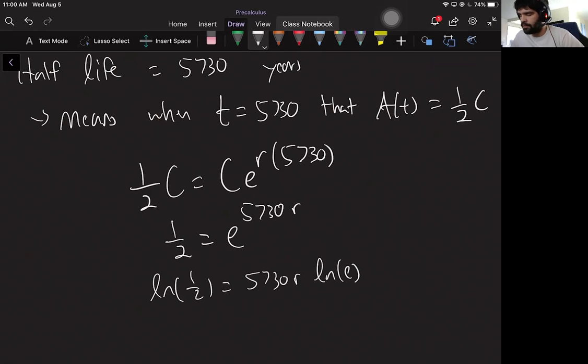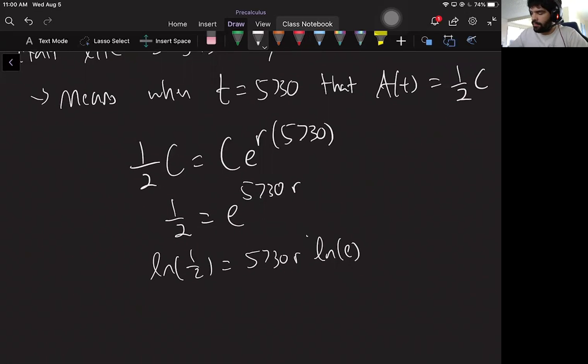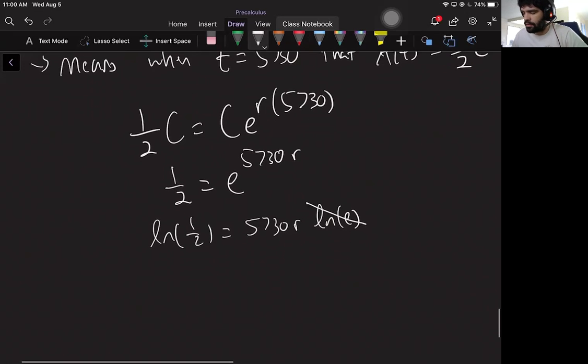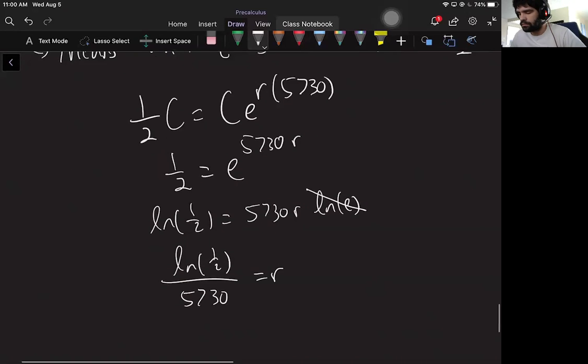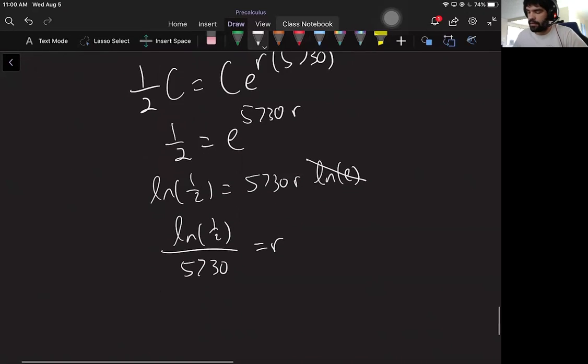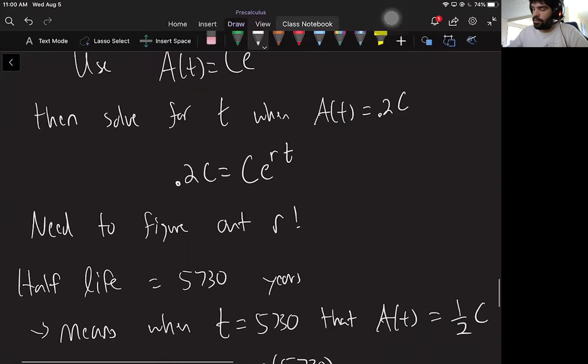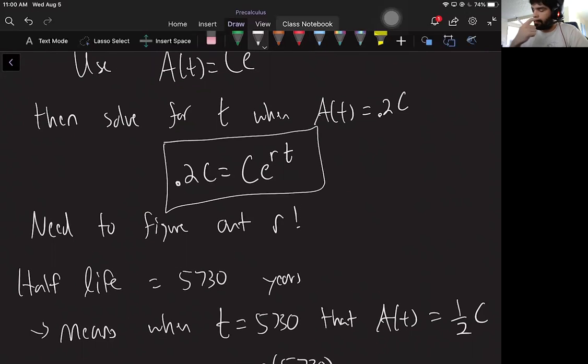And then that allows me to bring down the power and get rid of this, because the base of ln, remember, is e. So the log is matching the exponential. So they're just going to cancel out to 1. And then to solve for r, I just have to divide by 5730. So that's r. So now that I have r, I can just put it up here, and that'll let me solve the problem.